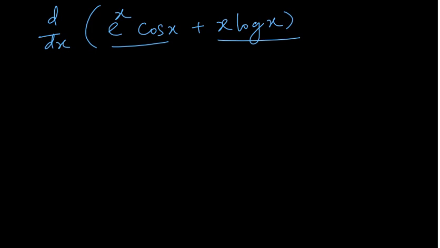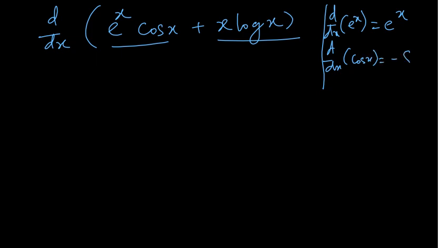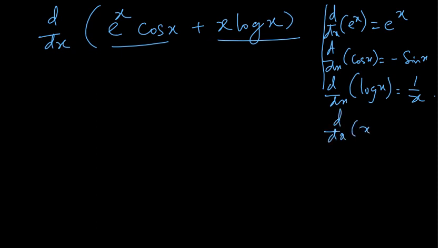Oh, formula I forgot. For e power x, it is e power x only, same. Okay, I'll give you the clues. D by dx of e power x is e power x, d by dx of cos x equal to minus sin x, d by dx of log x equal to 1 by x, and of course d by dx of x, you know it is 1.